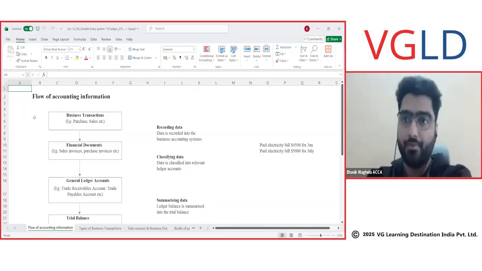Then we are good to go with the first chapter. Guys, whatever we have learned so far was the basics of FA, which will not be tested by ACCA. We have done it because we need to ensure that we are all on the same page. Okay, everyone? Now we come to the flow of accounting information.